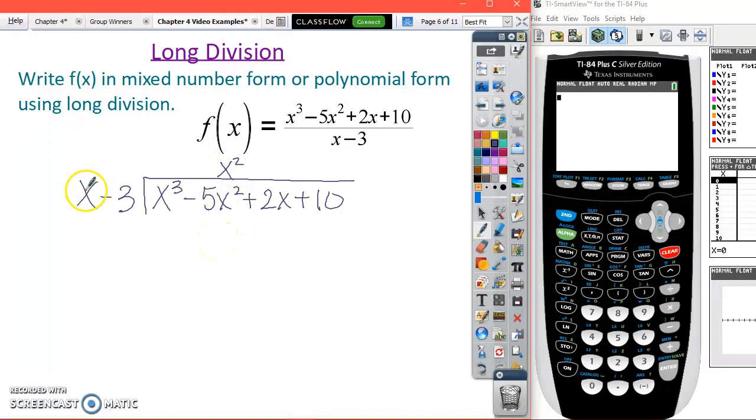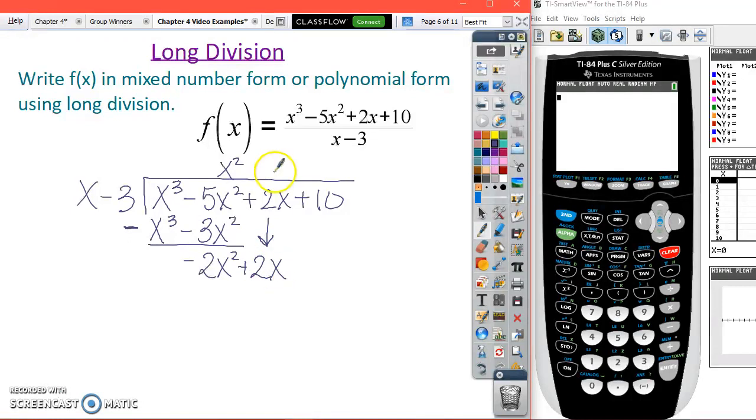Now I'm going to take this x squared times x to get the x cubed that we were looking for, and x squared times negative 3 to give us negative 3x squared. I'm now going to subtract. The x cubes cancel, and I'm left with negative 5x squared minus negative 3x squared, which gives us a negative 2x squared. Now I'm going to bring down the next term and repeat the process over again.